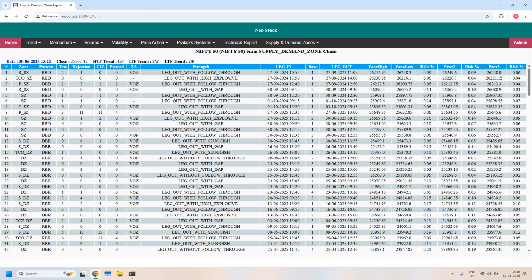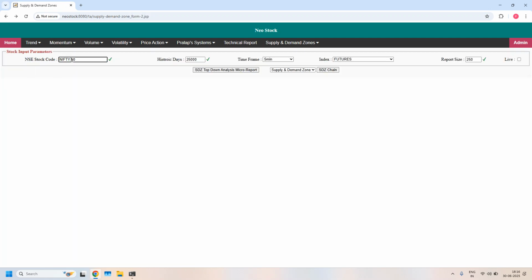So this is the Nifty supply demand zone chain. Next, we will generate Bank Nifty supply demand zone chain. Nifty Bank is nothing but Bank Nifty, generating monthly supply demand zone chain for Bank Nifty.